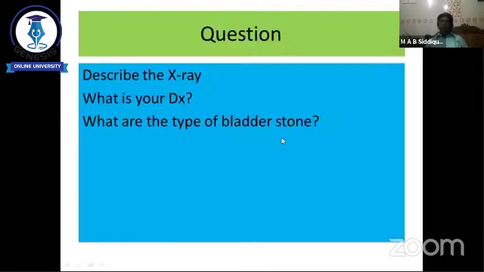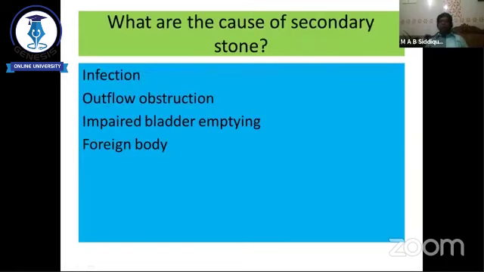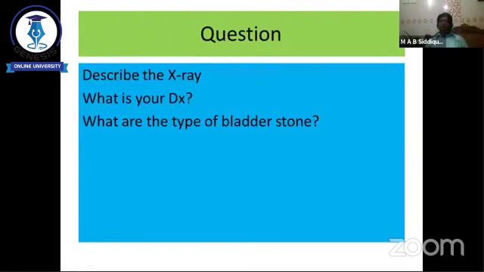What is your diagnosis? The diagnosis is bladder stone. And what are the types of bladder stone? Bladder stone is usually of two types, primary and secondary. Don't confuse the primary. A primary bladder stone arises from the kidney. Though it is in the bladder, it arises from the kidney, and that is called a primary bladder stone.